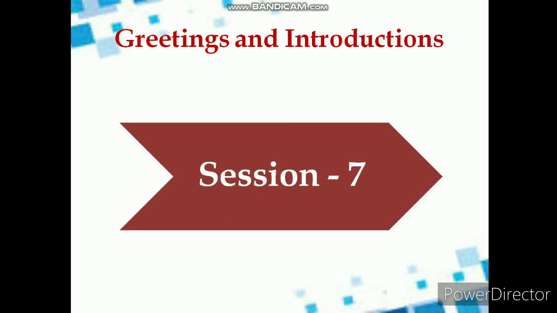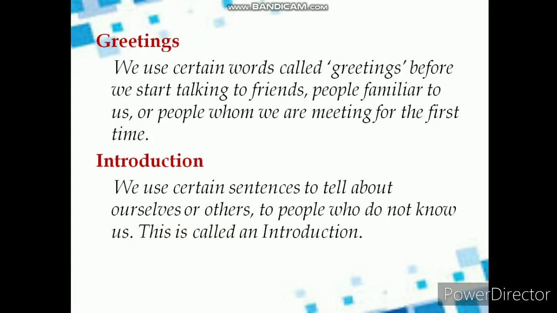Let's start Session 7, greetings and introductions. We use certain words called greetings before we start talking to our friends, people familiar to us or people whom we are meeting for the first time. The greetings change depending upon who we are talking to and even according to the time of the day. Greetings help us start a conversation nicely.